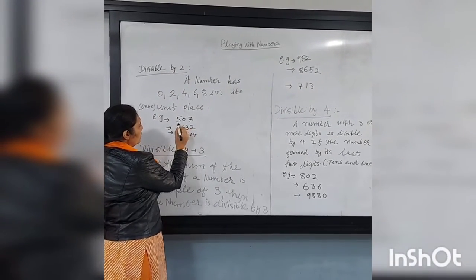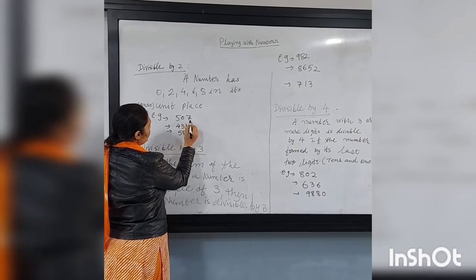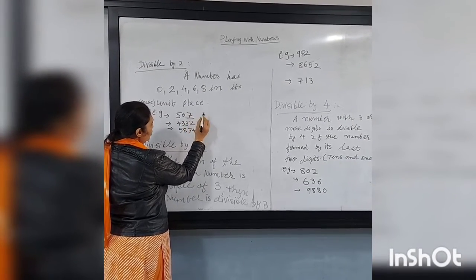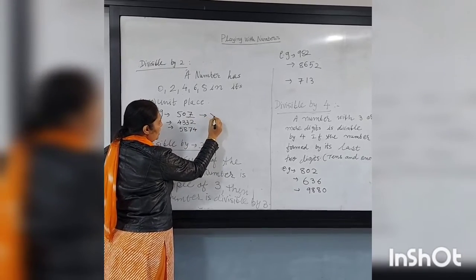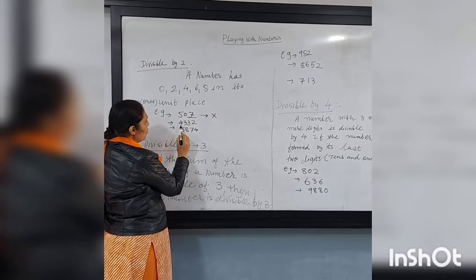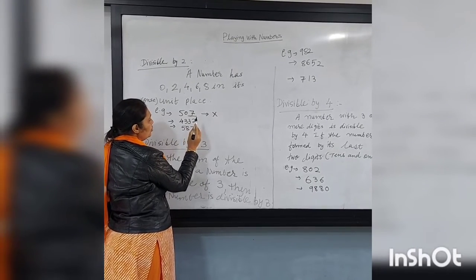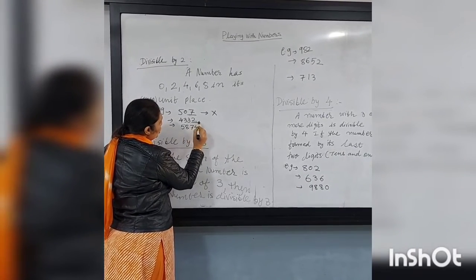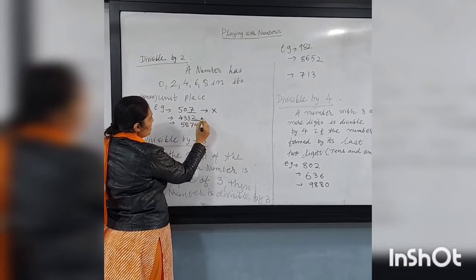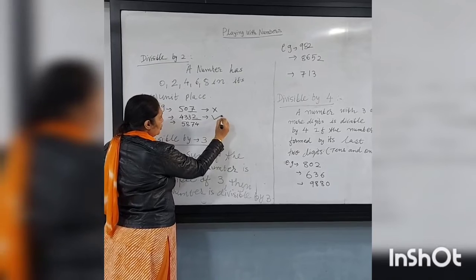For example, 507: on the unit place, that means the ones place, we have 7. So this number is not divisible by 2. Now the another number is 4332. This number has 2 at the units place, so this number is divisible by 2.